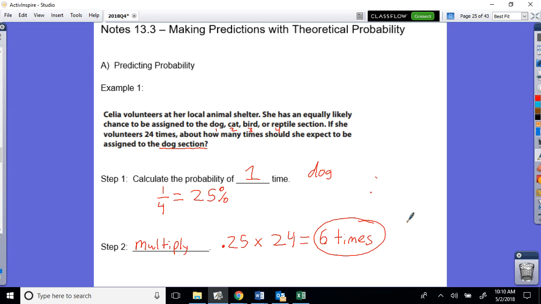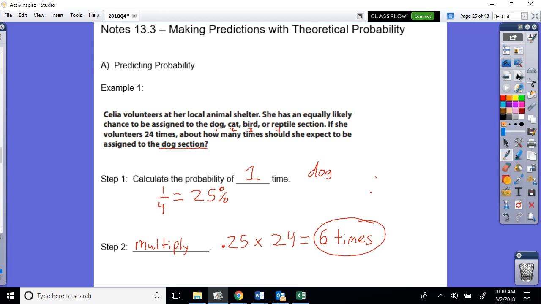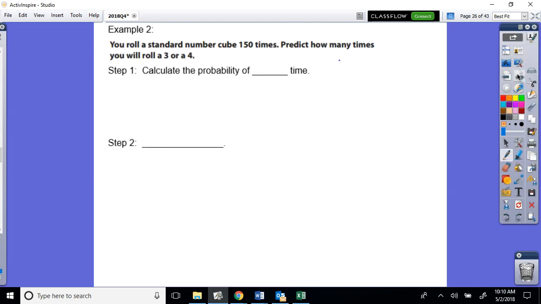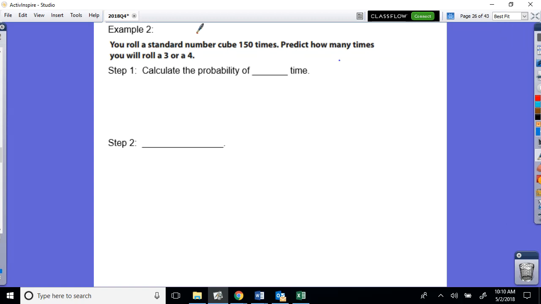All right, there's our first example. Let's check out another example here. Our second example, you roll a standard number cube. Okay, so that's just, I don't know why they use those words. Just say dice. Okay, so you roll a dice 150 times.